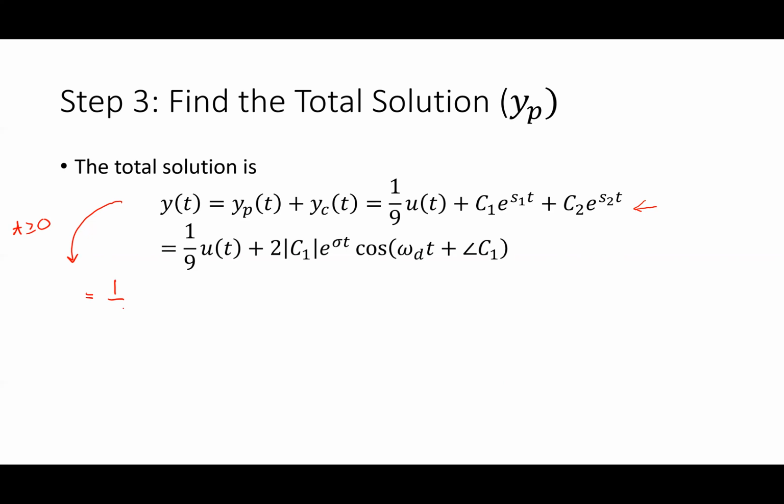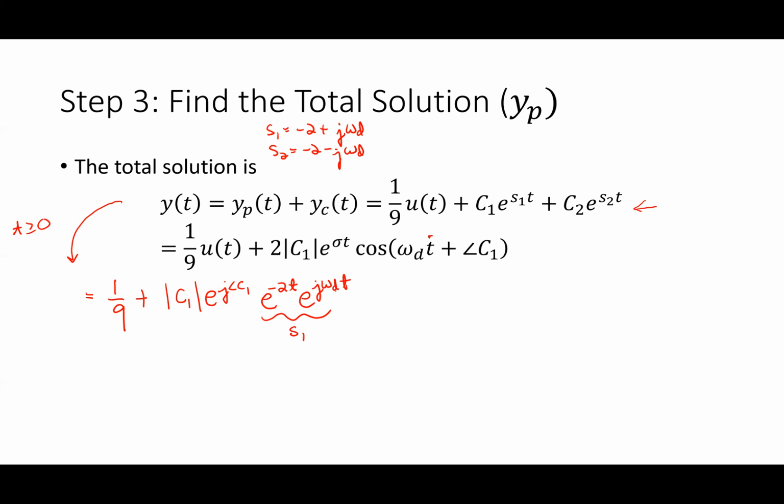That is going to be equal to 1/9 plus, now I'm going to plug in for C1, the magnitude of C1, e to the j angle C1. So I plugged in, this is C1, times e to the negative 2t e to the j omega d t. This here is my S1, because remember S1 equals negative 2 plus j omega d, and S2 equals negative 2 minus j omega d. And you should see that if I have e to the a plus b, that's going to become e to the a times e to the b. That's exactly what I've got there.